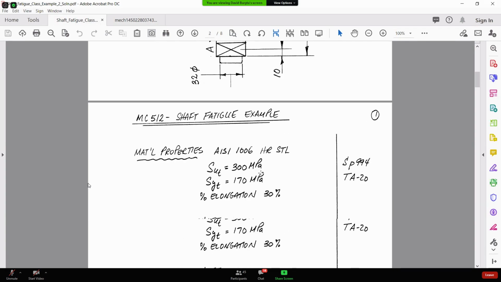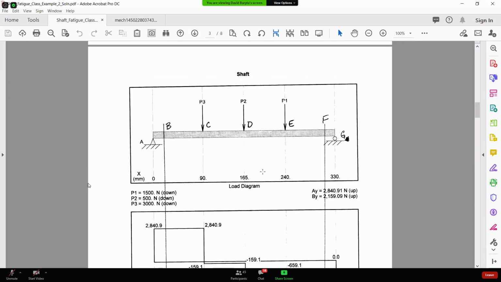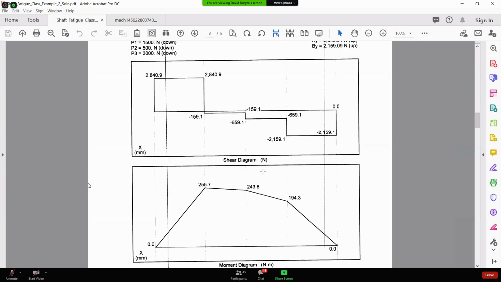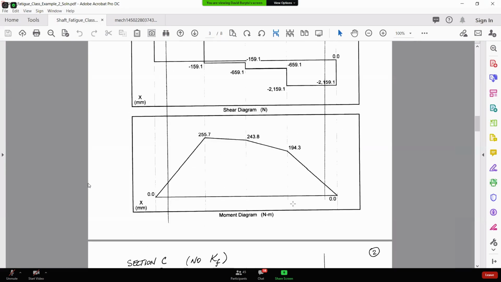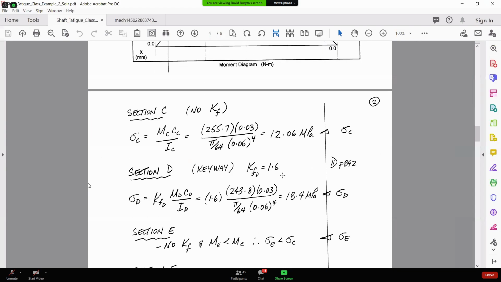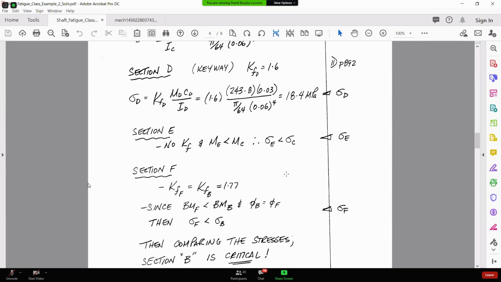And actually, the moment at E, when you look at it, is this 194. It's actually less than what we had over here. Here we had 250, let's say 256. So obviously, if we got a fairly small stress here, we're going to get a smaller stress here. That's why I'm not analyzing it, right?